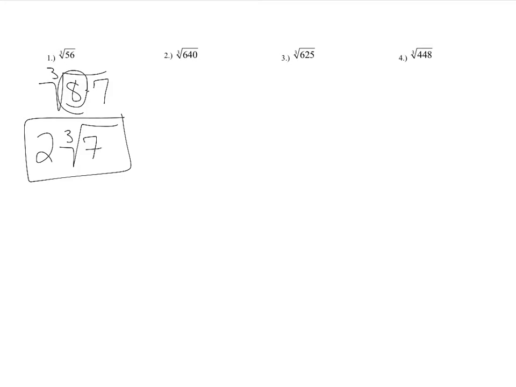So you're trying to find the largest perfect cube that goes into the number. So you just try them. Get out your calculator and try them if you can't see it immediately. But number 2, you should be able to see the perfect cube in there. It's 64. So you're going to do the cube root of 64 times 10. And the cube root of 64 is 4. So you get 4 cube root of 10. Done.